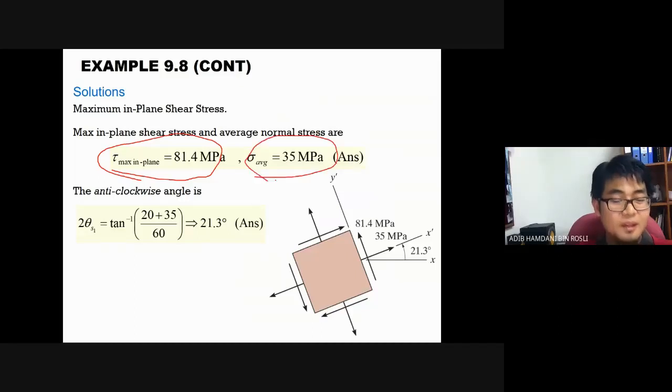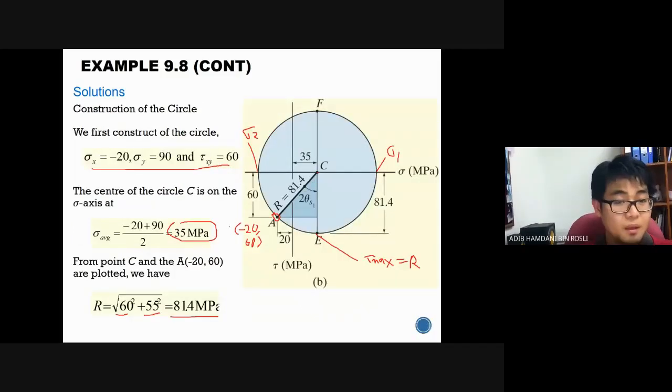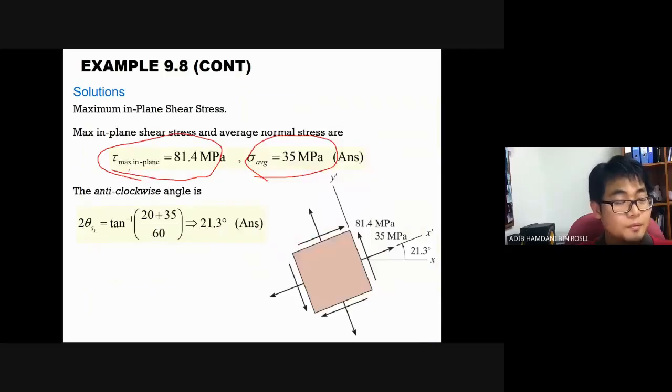The average is 35, and the normal stress that is applied to the four surfaces is the average, right? And you can see it from here actually. At point C, what is the coordinate of this point? Point E, right? Point E is sigma average. The sigma is sigma average. The tau is tau max or R, right? So that's why you have sigma average and you have the tau max in plane, which is R, the radius.